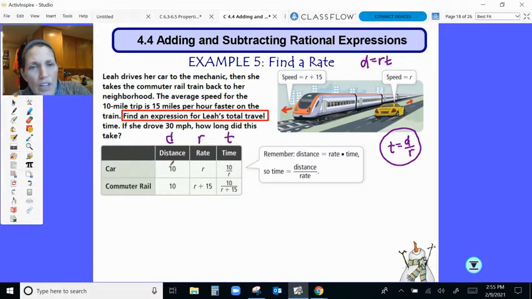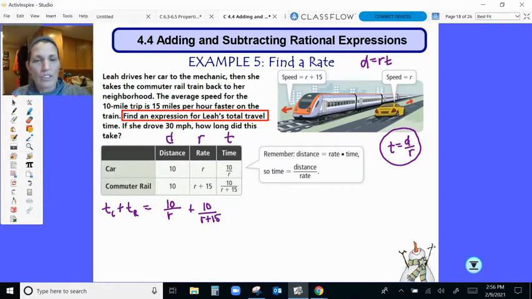We take distance divided by rate. So we take our 10 and divide it by R, and that gives us our time in terms of R, okay? We take our distance here, 10, divided by R plus 15, and then we get our time here, distance divided by rate, 10 divided by R plus 15, okay? So our total time there and back, we're going to be adding those two together. Our time for our car, plus our time for our commuter rail, is going to be 10 over R plus 10 over R plus 15.